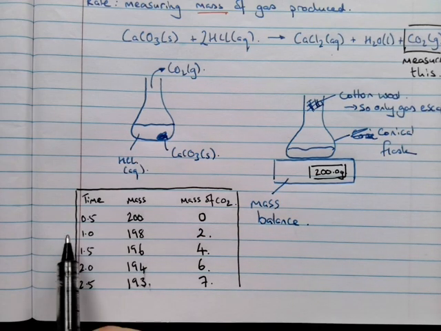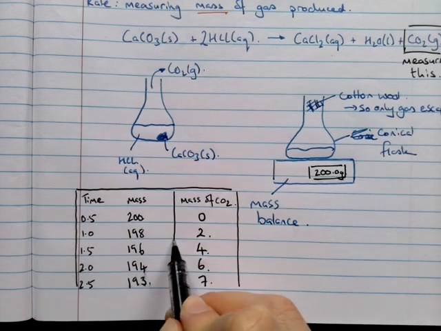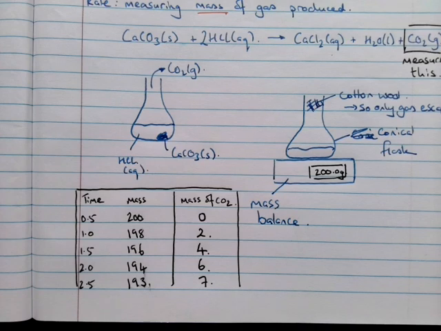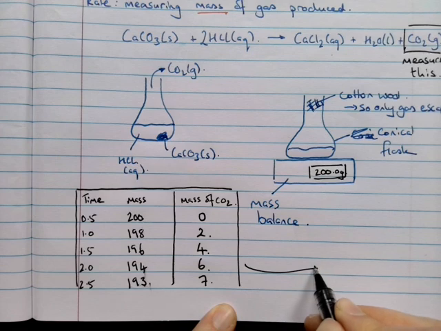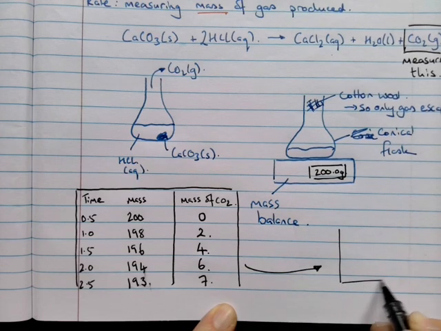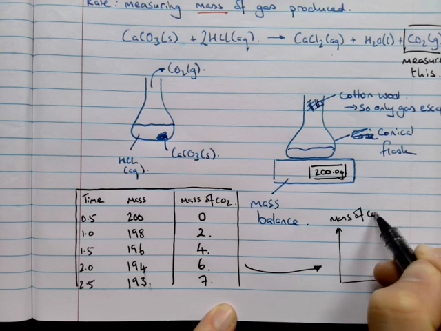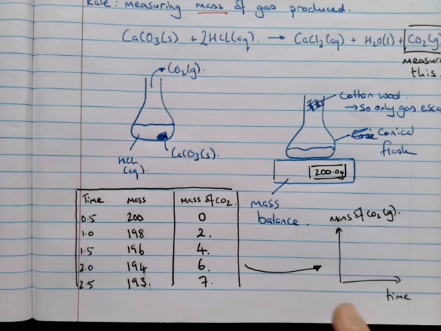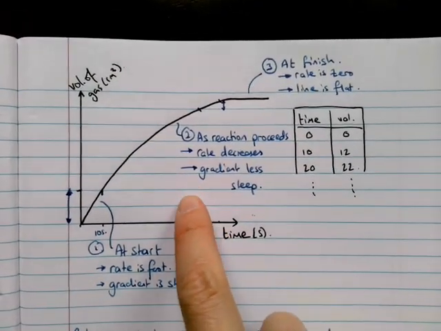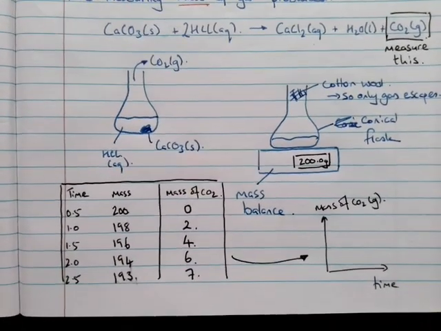So you can see how by measuring the time and the mass, I can work out the mass of CO2 produced. Then I can take that data and, like I did in the last video, plot a graph of time against mass of CO2 in grams. That would look very similar to the graph up here, and all the same principles would apply. Excellent.